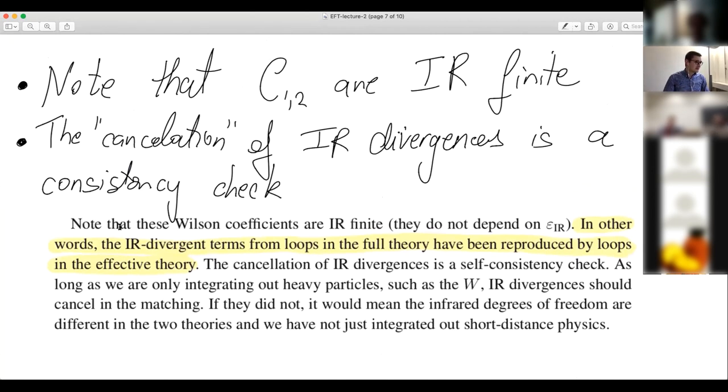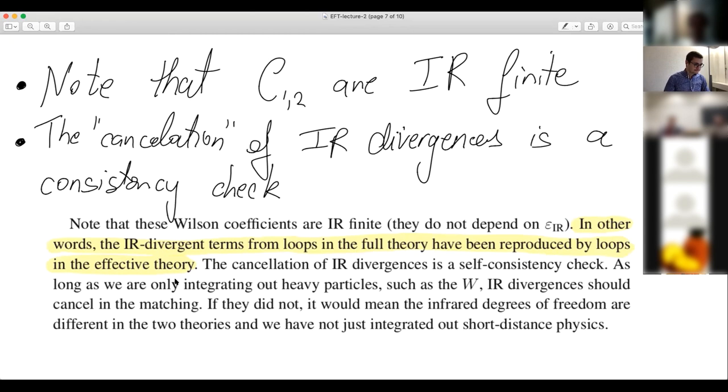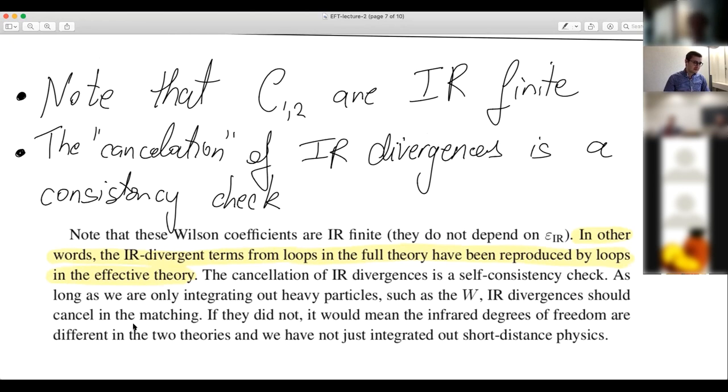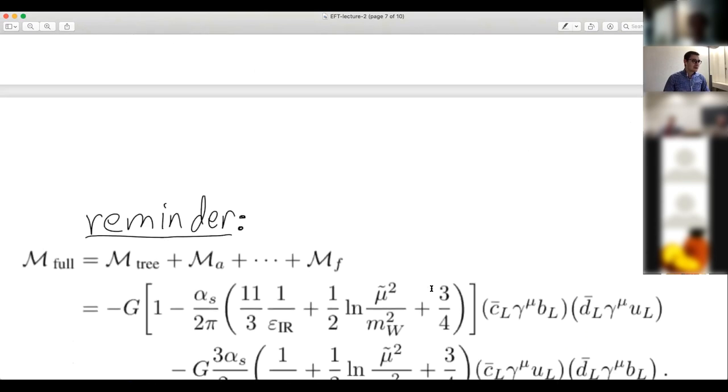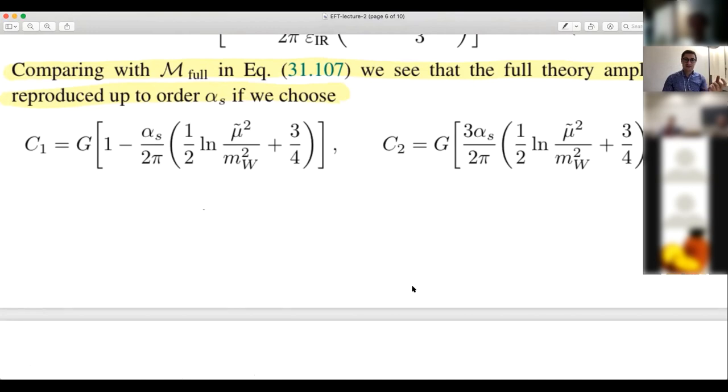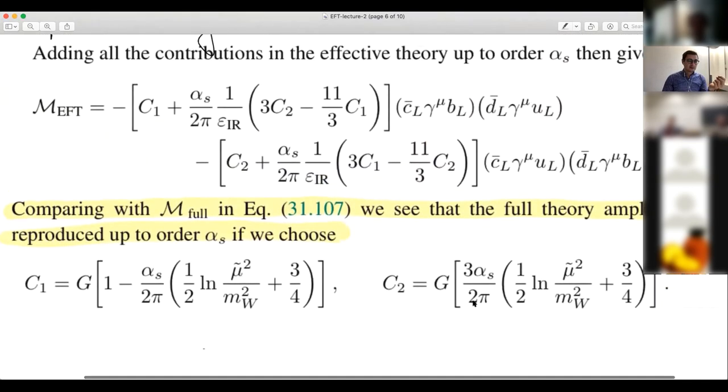So let me read this very carefully. Note that Wilson coefficients are infrared finite. They do not depend on epsilon_IR. In other words, the infrared divergent terms from loops in the full theory are reproduced exactly by loops in the effective theory. This cancellation is a self-consistency check of the calculation. As long as we are only integrating out heavy fields, for example W, infrared divergences should cancel in the matching, okay? If they didn't, it would mean that infrared degrees of freedom are different in the two theories, and we have not just integrated out short distance physics. Is this subtle thing of cancellation of infrared divergences clear? Basically, we could choose Wilson coefficients to match the two amplitudes in such a way that they don't depend on the infrared regulator.